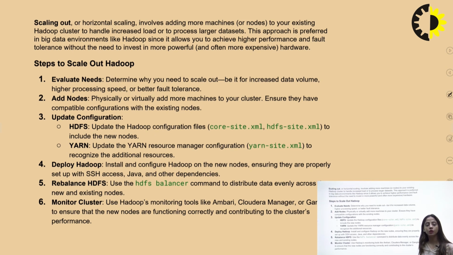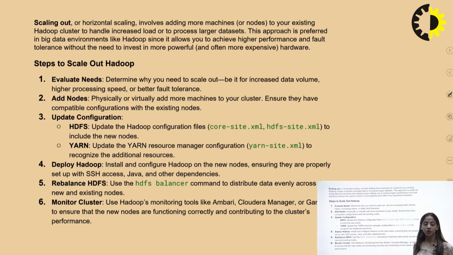Steps to scale out Hadoop. Number 1 is to evaluate needs. Determine why you need to scale out, be it for increased data volume, high processing speed, or better fault tolerance. Number 2 is to add nodes, physically or virtually. Add more machines to your cluster. Ensure they have compatible configurations with the existing nodes.